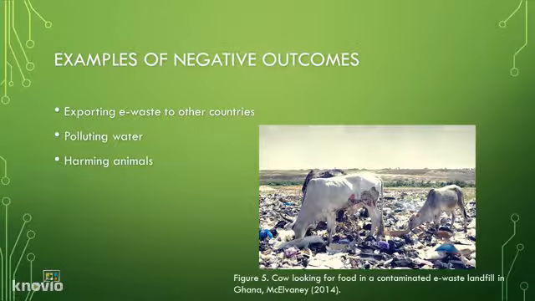Example of negative outcome. I have mentioned some outcomes from the previous slides like water and soil pollution. Also, we need to consider harming underdeveloped countries as the waste is taken there to illegally burn it or just pile it in landfills, contaminating their environment.